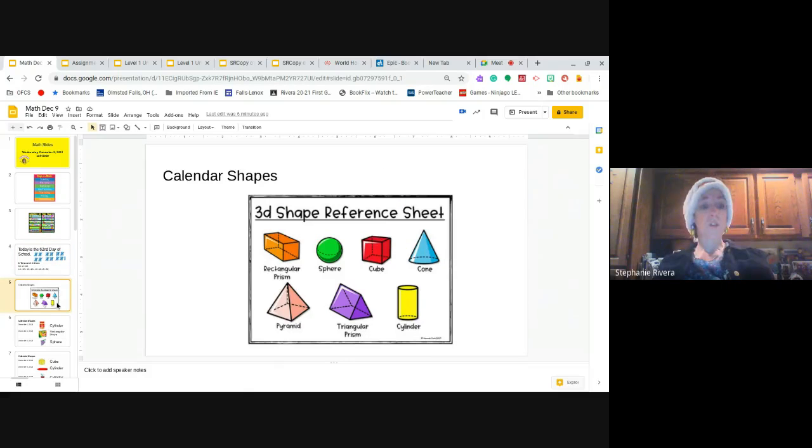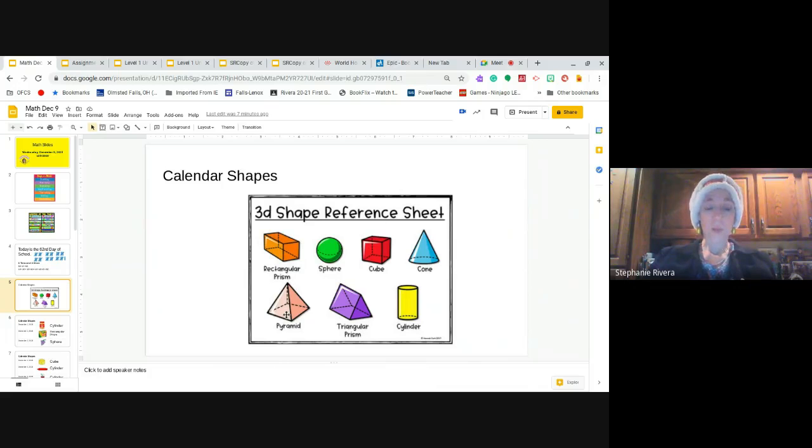All right, let's take a look at our shapes. We've been talking about all these 3D shapes this month. Our first shape is our rectangular prism. And we know the rectangular prism has 4 rectangle faces and 2 square faces. Sometimes it might have 6 rectangles. Sphere, cube, and we know a cube has all the faces are squares, and there's 6 of them. Cone, we know a cone, the base is a circle, and the other face is a triangle that's rounded.